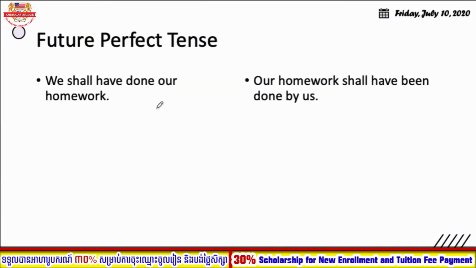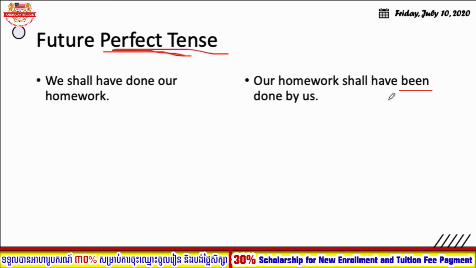The last tense, which is the future perfect tense, we have: we shall have done our homework. Again, our homework shall have been done by us. So in the perfect tense, remember, whether it is the past perfect tense, the present perfect tense, or the future perfect tense, the word been is always there. The same as the continuous tense, past continuous or present continuous, the word being is always there. So these are the tenses that you can change from active to passive.